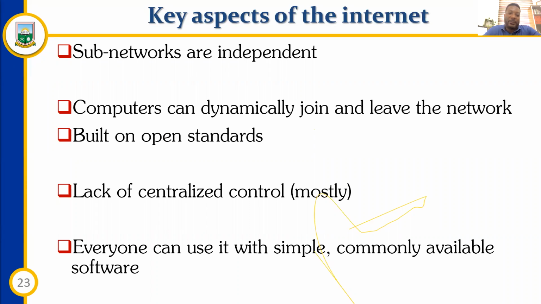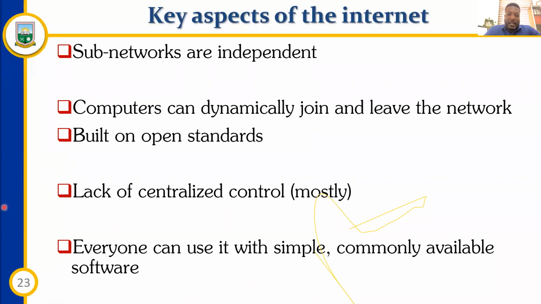Lack of centralized control, mostly. So when you have some of these subnetworks, you have to find a way to centralize them, for example by putting them in something we call a VLAN, that is a virtual local area network. I'm sure you know what local area networks are, and wide area networks too. We were taught in Intro to Computer Science and Engineering. At this point, everyone can use it with simple, commonly available software. Anybody can use the internet to do anything.